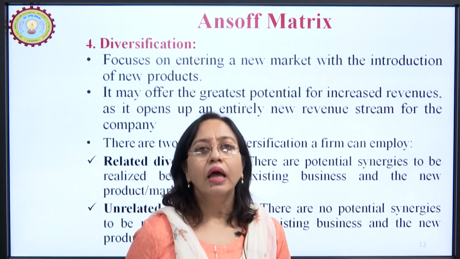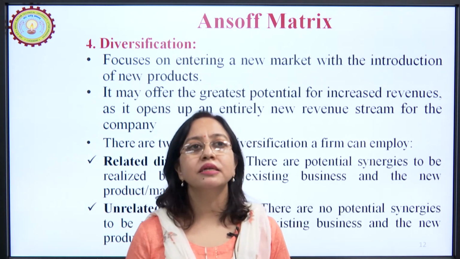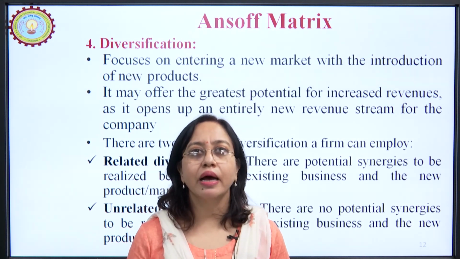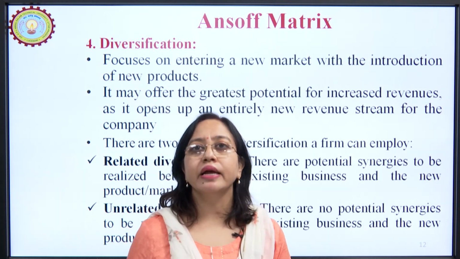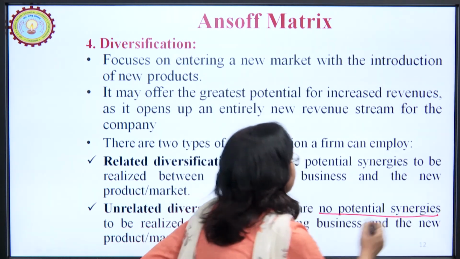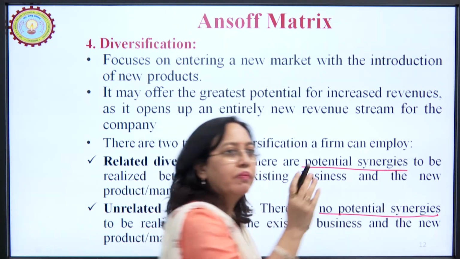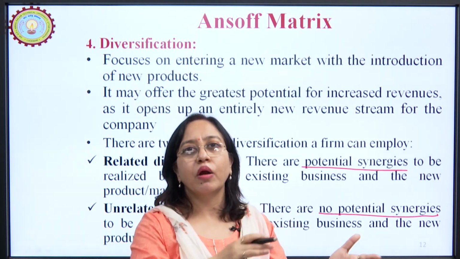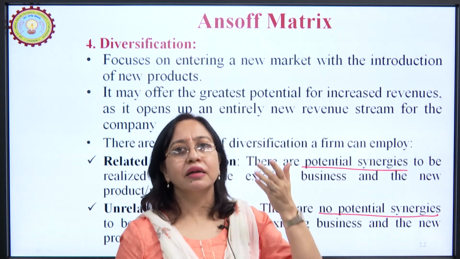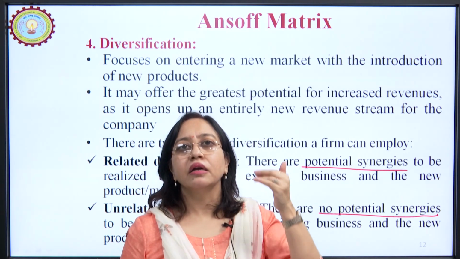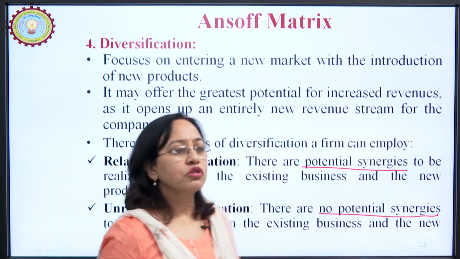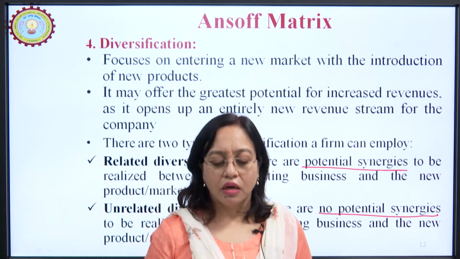And the second is of course unrelated diversification, wherein a company moves to a product which is totally unrelated to it, and as you can see, there are no potential synergies. There are potential synergies where one product can benefit from the other product. Here there are no potential synergies, neither in distribution channel, nor in terms of supplier, nor in the manufacturing process, nor in terms of the customer, nothing is the same. So, you cannot benefit from each other's presence.